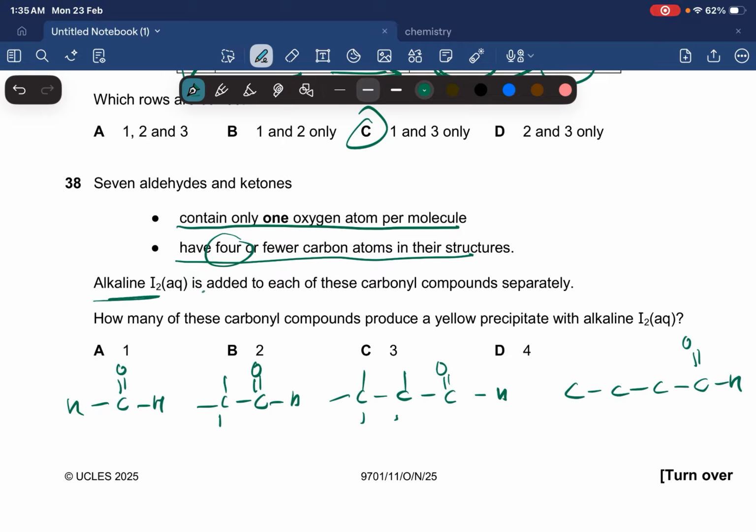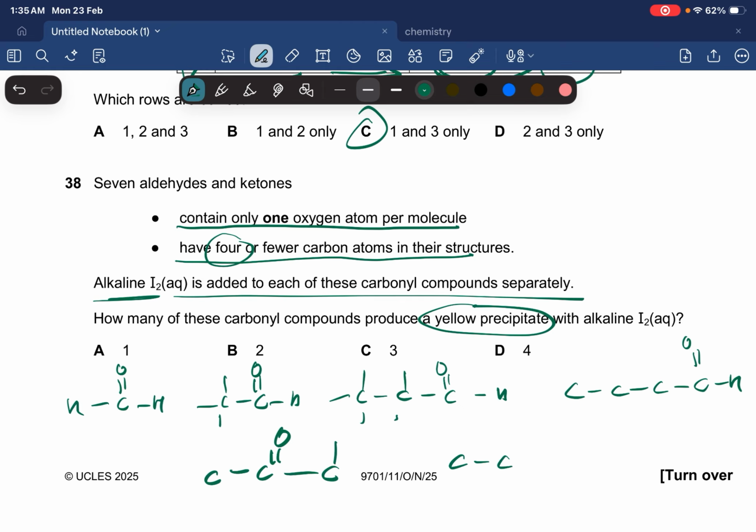Alkaline I2 is added to each of the carbonyl compounds. Which of the carbonyl compounds produce a yellow precipitate? To check that, we need to draw all of them. And then we draw all the, what are they called? Ketones. There cannot be a ketone with 2 carbons, so we can only have ketones with 3 carbons or more. So this ketone is possible, and then we have this ketone possible. So these are all the structures I could draw.